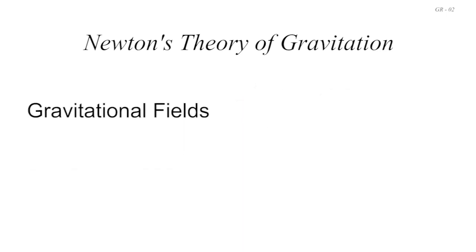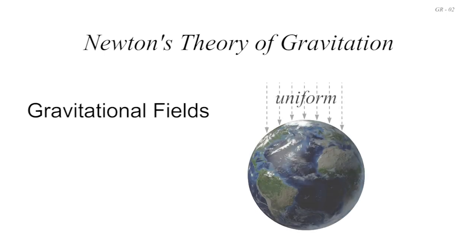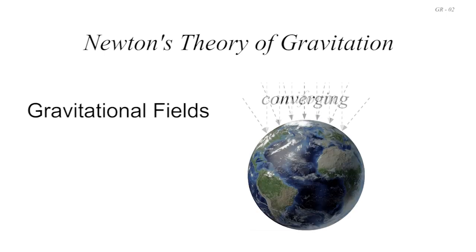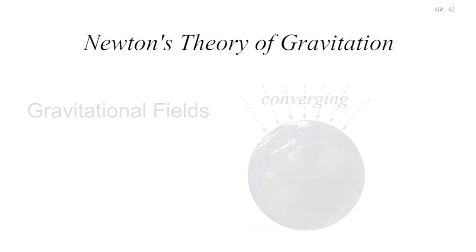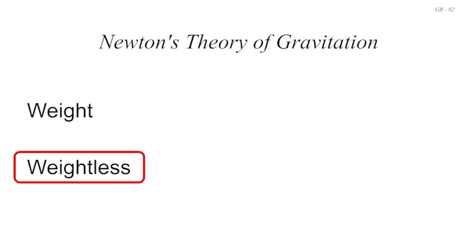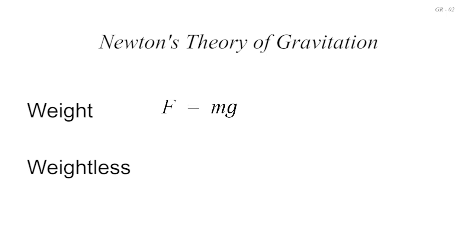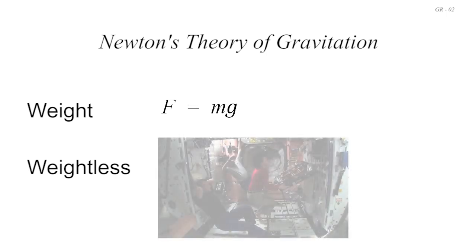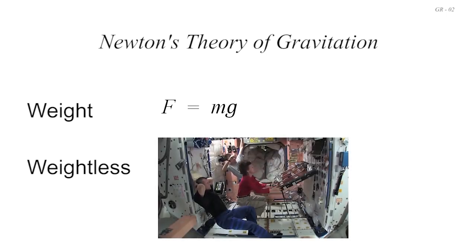Secondly, gravitational fields are never really uniform fields. They're always converging near large masses and maybe diverging in parts of complex systems, but they're never truly uniform over extended space. Thirdly, the definitions of weight and weightless in Newtonian gravitation seem somewhat confusing, both in the definition of weight and in the language used, for example, when we talk about weightlessness.